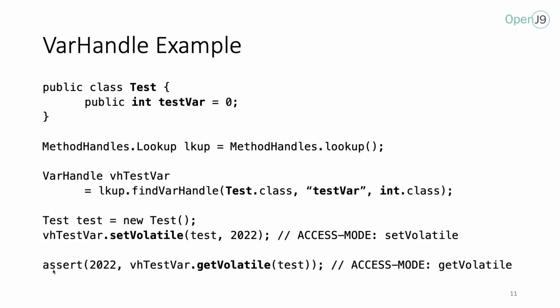Further down, we are seeing execution of 2 access modes. setVolatile will set the field to the specified value, and getVolatile would retrieve the value of the field, and then we are doing an assertion to make sure that the value is correctly set. So this is a simple VarHandle example, and we are going to deconstruct it and see how the JVM handles this example, similar to what we saw for a method handle in part 1.